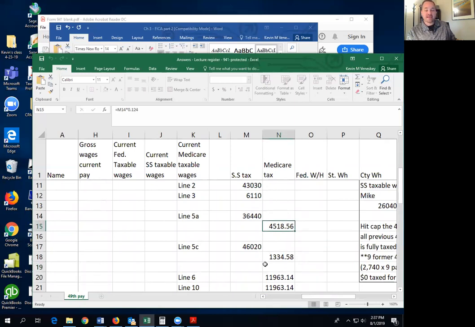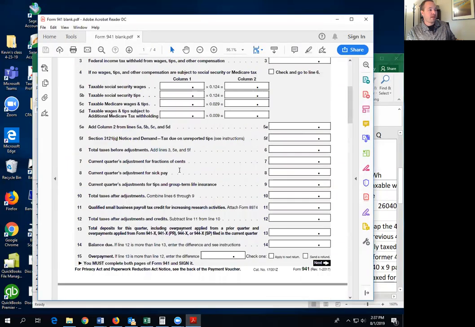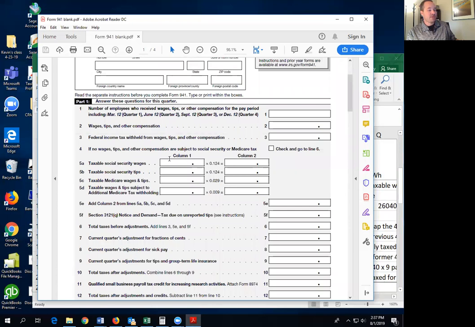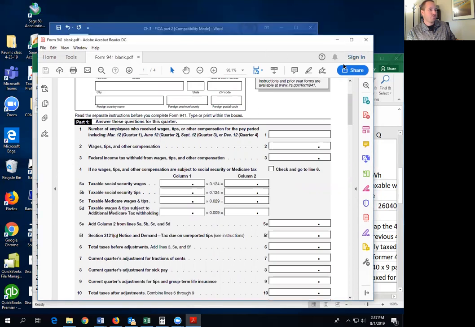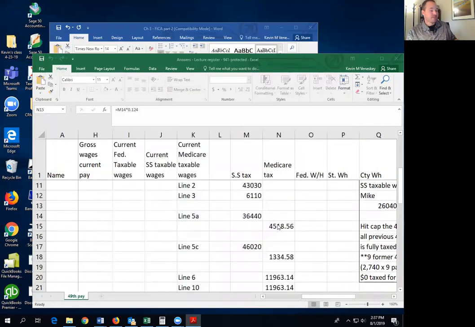This number is easy to get. You simply multiply it by what the form shows. If you remember back to the form on line 5A, take your column 1 and you multiply it by the 12.4%. So that's how I got the 4518, taking this column, the M14, times the 0.124.